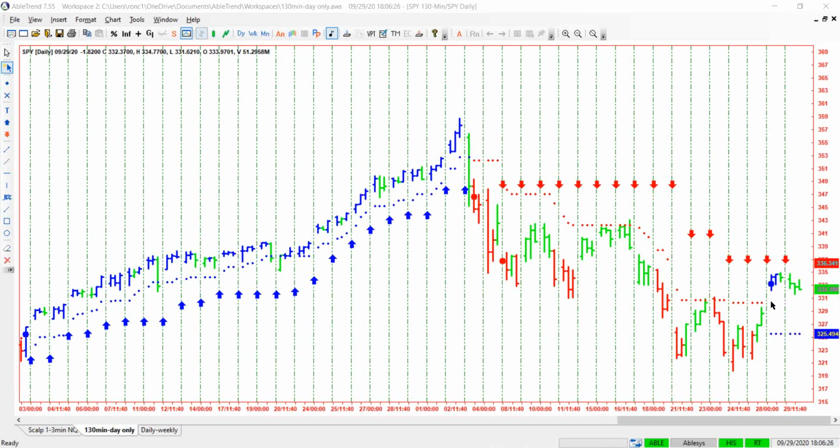What's it telling us? Well, yesterday the software told us the market's going to be choppy yesterday and today. That's exactly what's happening. It's just going sideways. Very choppy sideways day. The 130-minute Able Trend chart told us that yesterday on the 130 daily chart on SPY. So we had the heads up a day before it even happened. Pretty cool stuff. That's why it's so well liked.